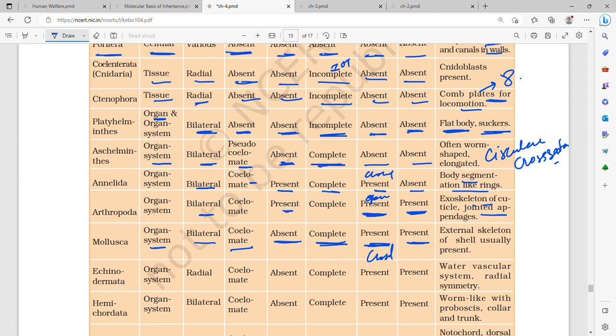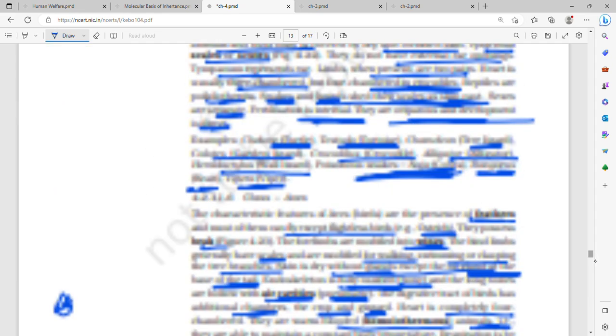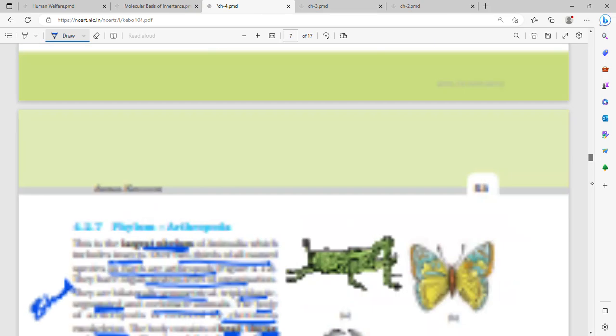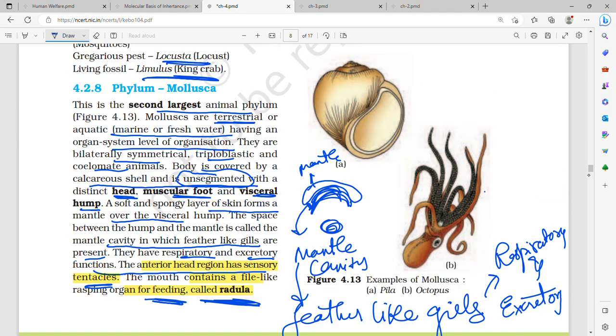It has a visceral hump. Above the visceral hump, there is a soft spongy skin which is called the mantle. Between the mantle and the visceral hump, there is a cavity called the mantle cavity, in which feather-like gills are present, which help in respiration. There is a distinct head, muscular foot, and visceral hump. They help in respiration and excretion.